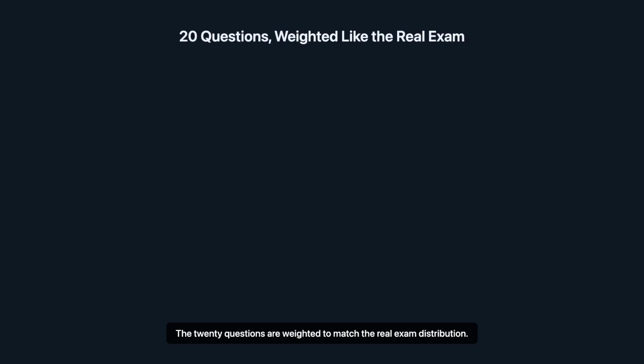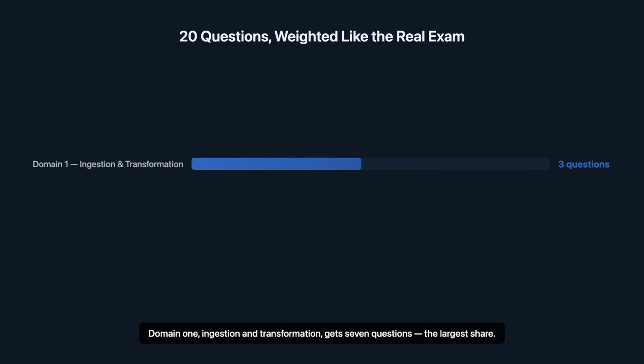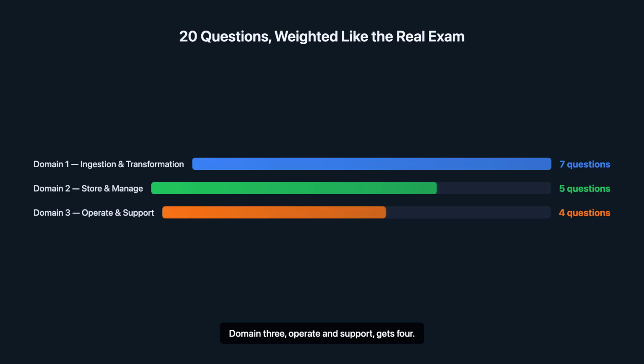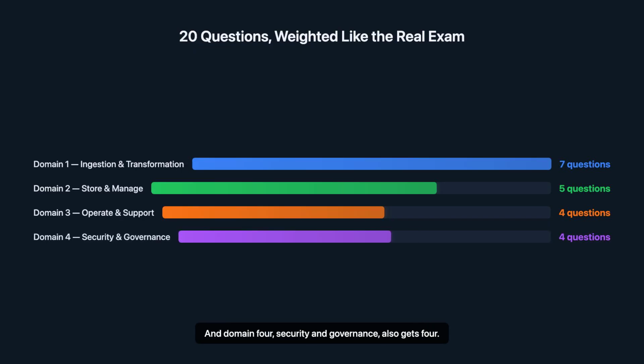The 20 questions are weighted to match the real exam distribution. Domain 1, Ingestion and Transformation, gets 7 questions, the largest share. Domain 2, Store and Manage Data, gets 5. Domain 3, Operate and Support, gets 4. And Domain 4, Security and Governance, also gets 4. That ratio mirrors what you'll see on exam day, so practicing in this distribution builds the right muscle memory.